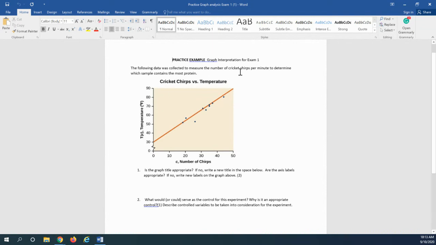And it actually may be helpful. So this just says number of chirps, but up here in the directions, it says number of chirps per minute. So probably number of chirps per minute would be better for that label there.